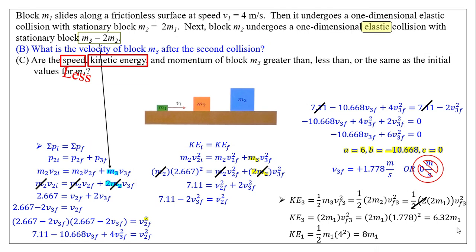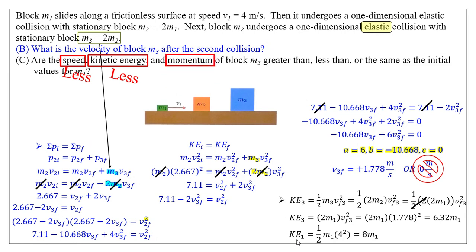How do I know if it's less than or greater than? I'm just going to compare it to KE1. KE1 is simply 1/2 M1 times V1 squared. But V1 is given as 4 meters per second, the initial velocity of M1. 4 squared is 16. 16 times 1/2 is 8. So KE1 is 8 times M1. Well, 8 times M1 is greater than 6.32 M1. So KE3 is less than KE1, and my conclusion for kinetic energy is less than.